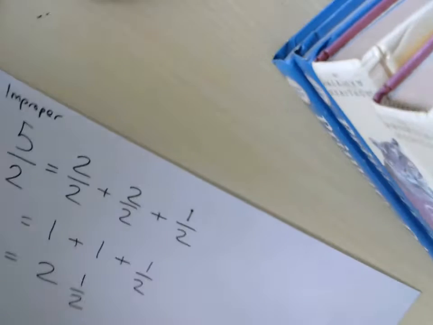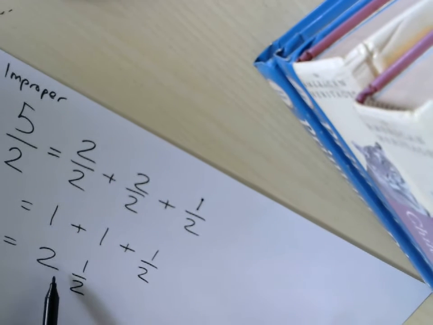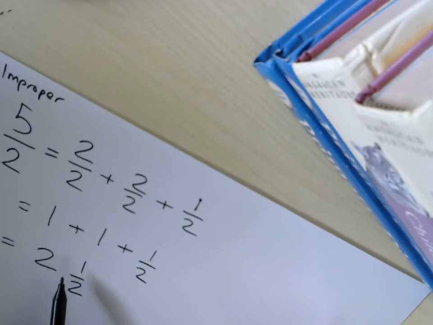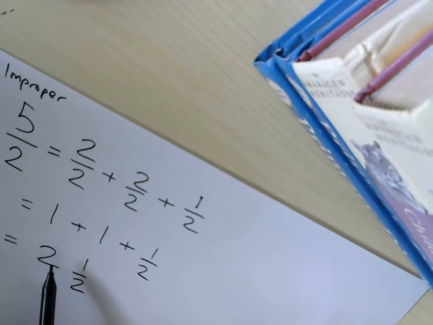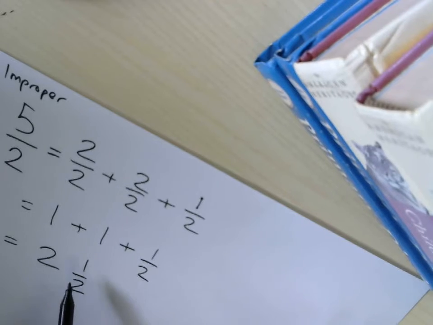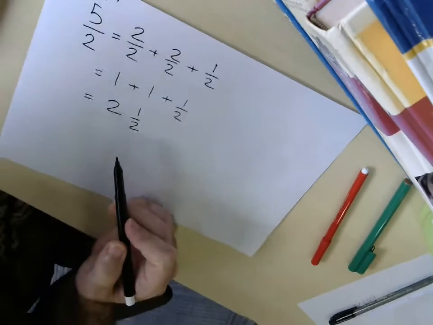And that's the grammar. This is the form of it. This is how you say it as a mixed number. 2 and 1 half. You try. 2 and 1 half. Very good.